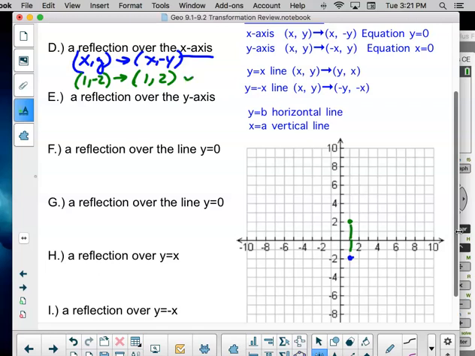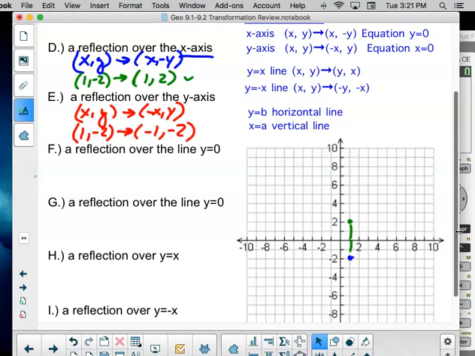A reflection over the y-axis. A reflection over the y-axis is an (x, y) rule, and it's (-x, y). So when I use this, I'm still taking my original point, (1, -2). I take my x value and take its opposite, and take the y value and keep it the same. So what does that look like? If I do that, I am going to flip it over here, so it's (-1, -2). So that checks out.